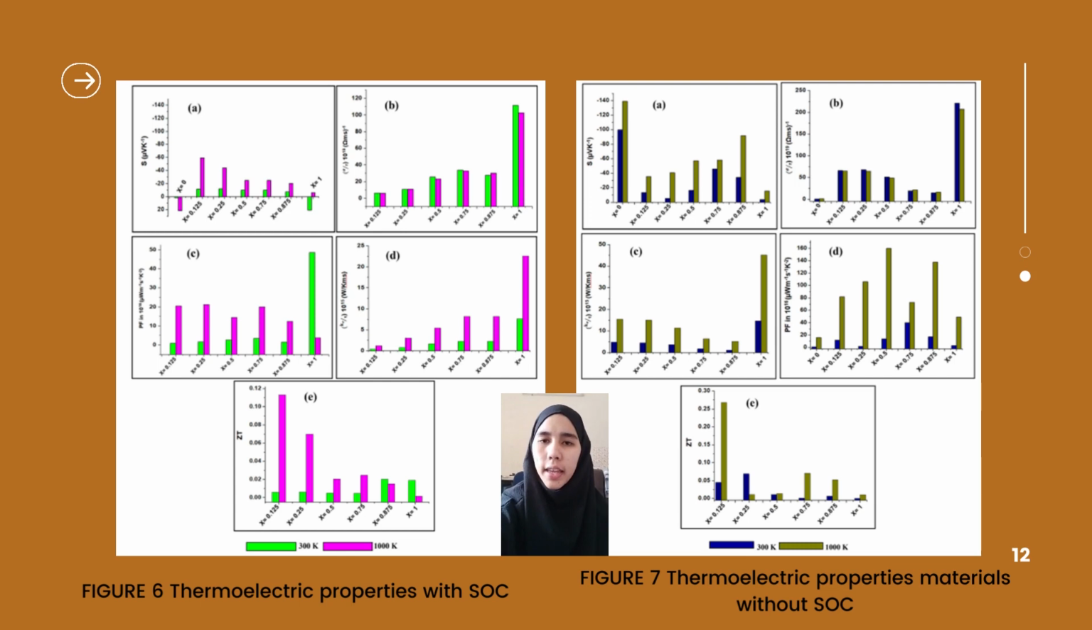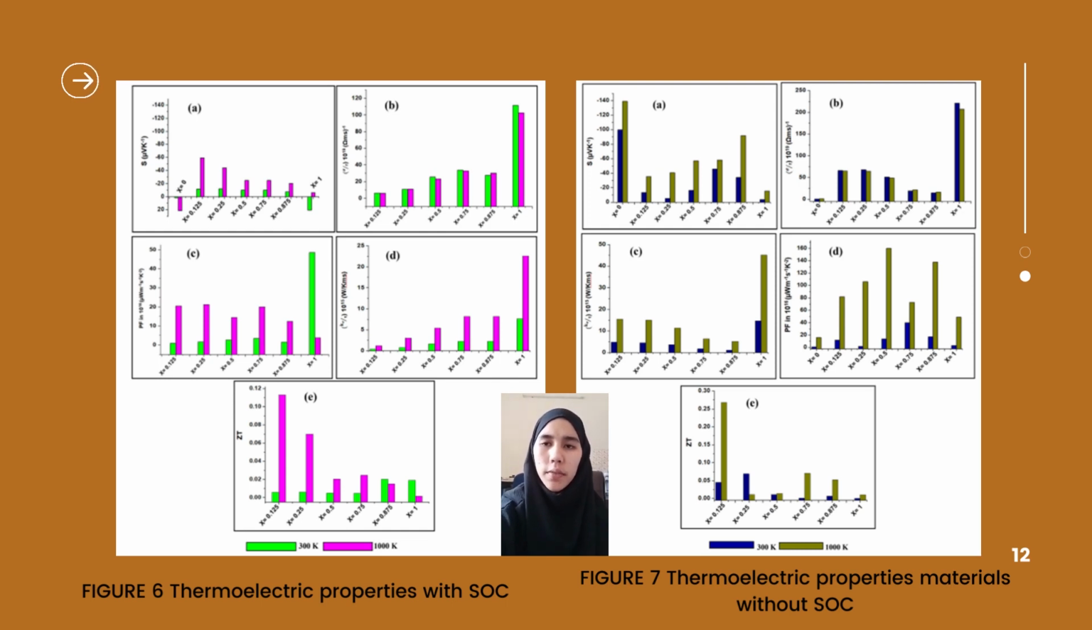For figures 6A until E and 7A until E, they display the Seebeck coefficient, electrical conductivity, power factor, electronic thermal conductivity, and figure of merit for all combinations of material at 300 and 1000 K temperature with and without SOC. In figures 6A and 7A, the negative sign of the Seebeck coefficient value indicates n-type material having majority charge carrier as electrons, and the positive sign is for p-type materials, where maximum conduction is only due to the holes.